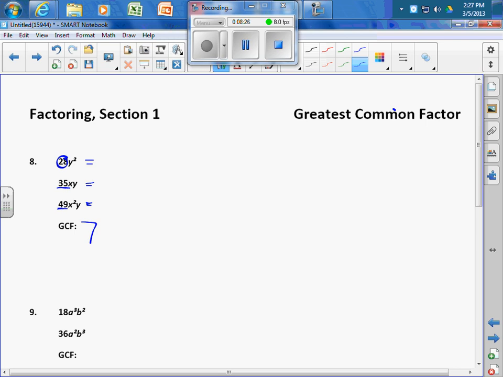Is there an x in common in all 3 terms? No, there's not, so x is not going to be involved. How about the y's? I have a y squared, a y, and a y, the smallest exponent, y to the first power, so the GCF is 7y.